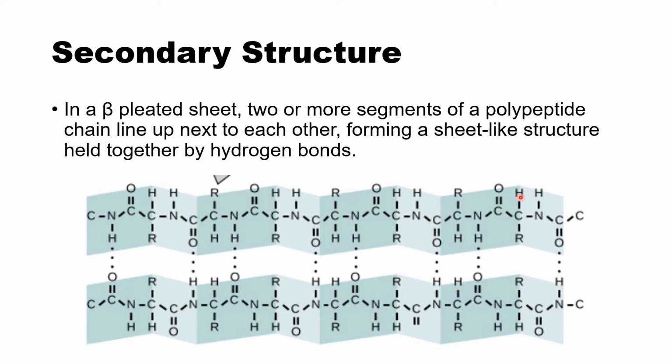So, yun yung dalawang most common structure for the secondary structure of protein. You have yung alpha helix, parang spiral, and then itong beta-pleated sheet na parang yero.